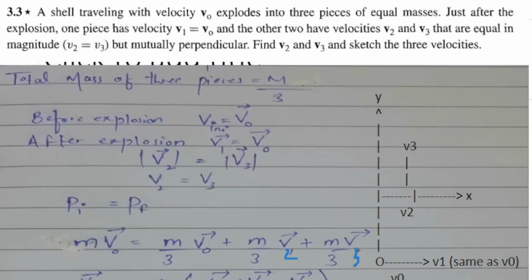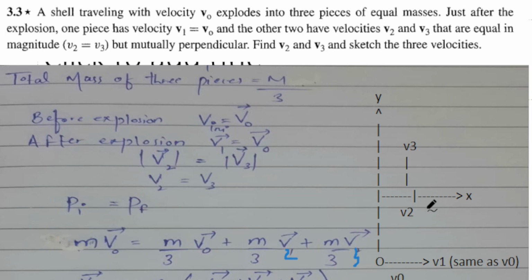Okay, let's start numerical 3.3. You can see there we have a shell which is moving with the initial velocity of v0, and after explosion it's split into three pieces. v1, v2 and v3 are the velocities of the three pieces. v1 is exactly equal to the initial velocity v0, and v2 and v3 have the same magnitude but opposite in direction. You can see there.